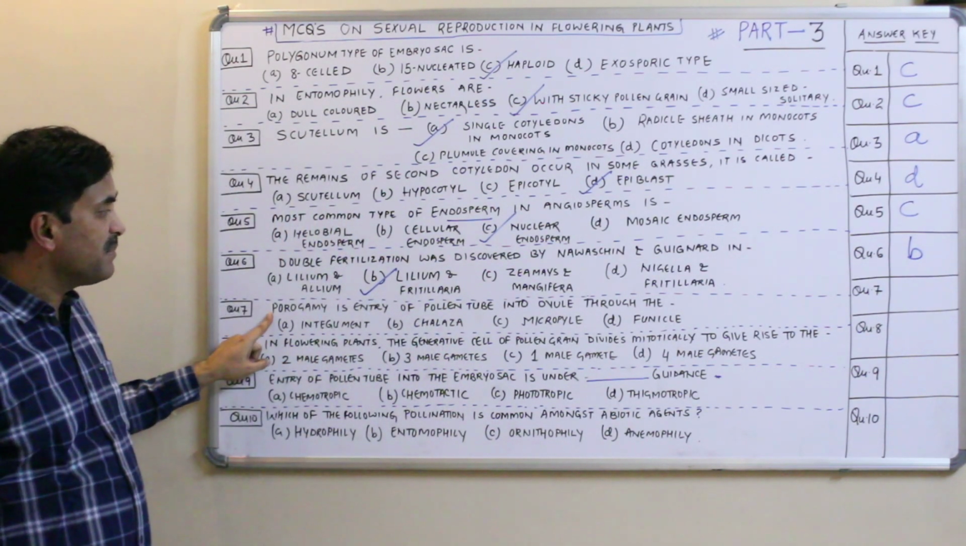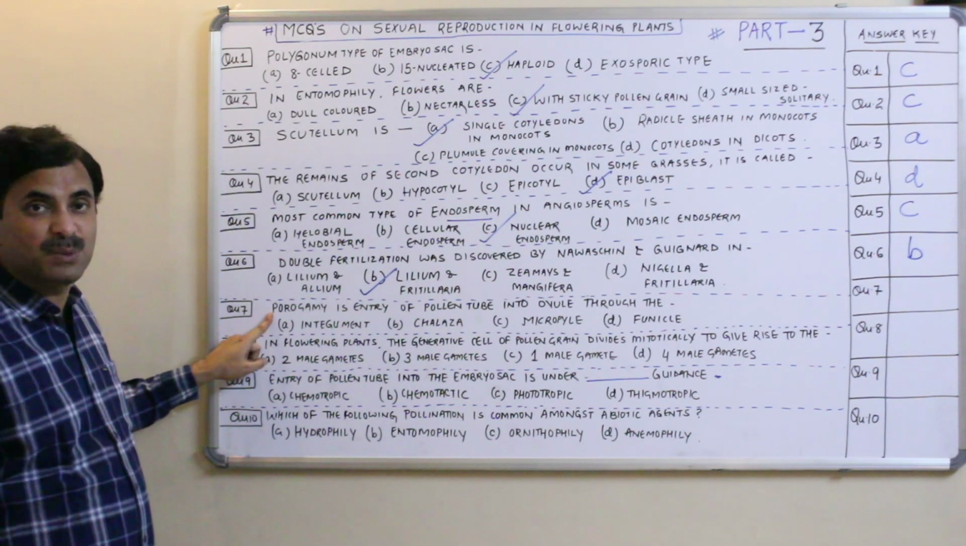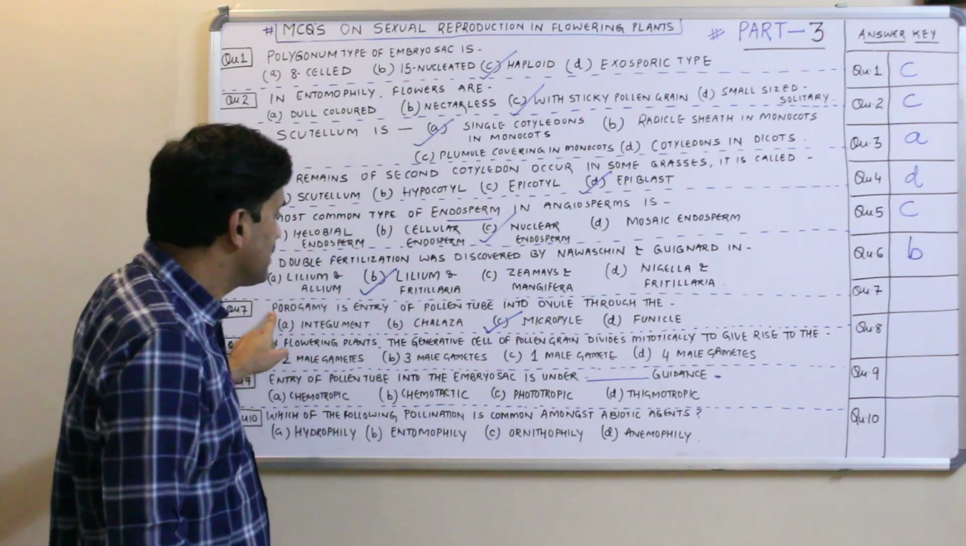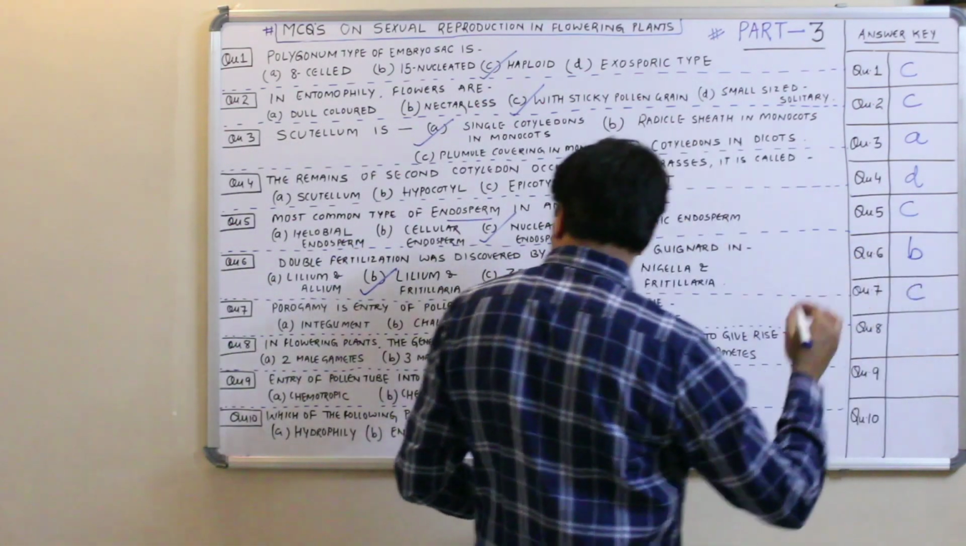So the question is, porogamy is entry of pollen tube into the ovule through. So of course it will be micropyle. Here it is. Question number 7 is having the answer C.